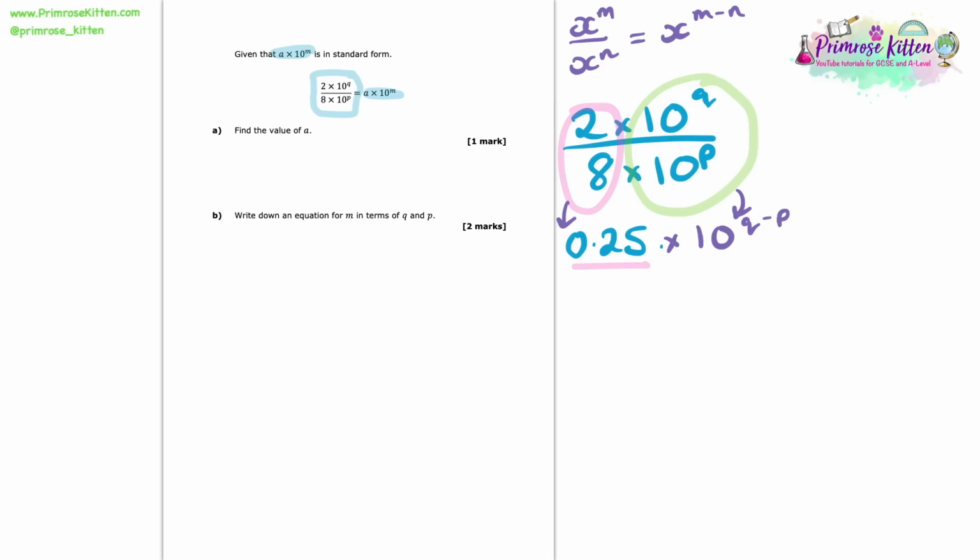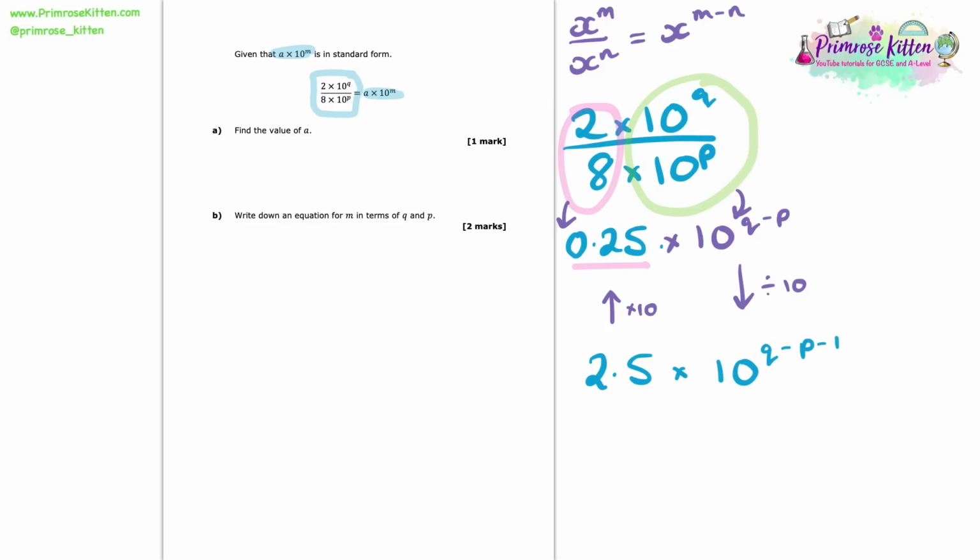So let's have a look at what we need to do then. What we can do to fix this is if we essentially bump up the 0.25 by a factor of 10, but then decrease the other side, the power, by a factor of 10, they're going to even out, but the number will look different.